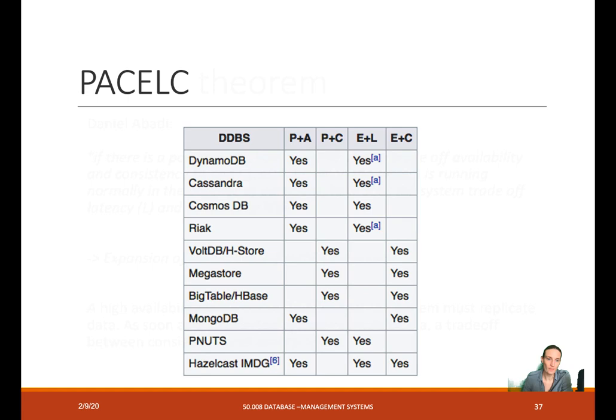Here's an overview of some of the common database management systems and how they fit into this PACELC theorem. Some interesting ones to point out. Again, Cassandra, they'll have partition tolerance and availability. And if there's no partition, they'll have latency over consistency. MongoDB is the opposite. It has consistent data in the absence of partitions over latency.